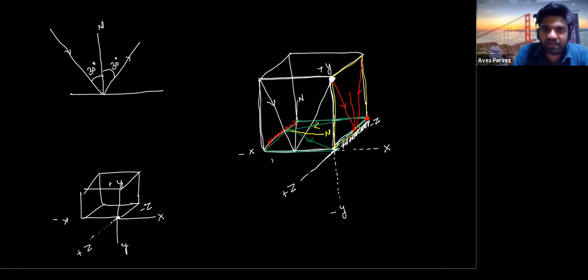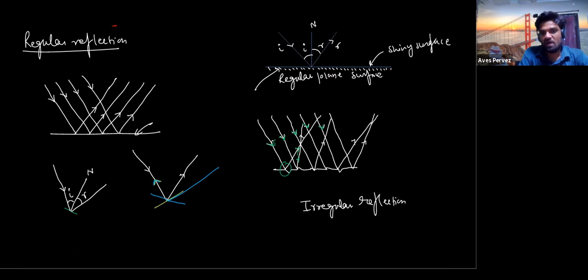So this is the way that we have the second law of reflection, that the incident ray, the reflected ray, and the normal lie on the same plane. They cannot change their plane. So this is the law of reflection. Another one is regular and irregular reflection. Regular reflection is one in which all the incident rays are parallel. If the incident rays are parallel, then the reflected rays will be parallel.